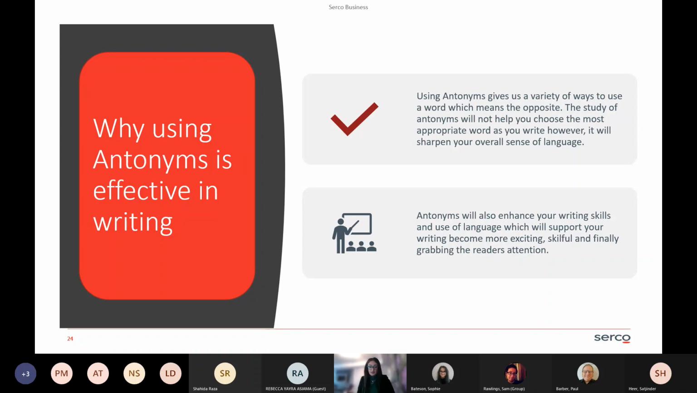And if you need your tutors, myself, Sam, Paul, to read your writing as you're starting to use this method, by all means, send it over and we can give you some feedback on that.